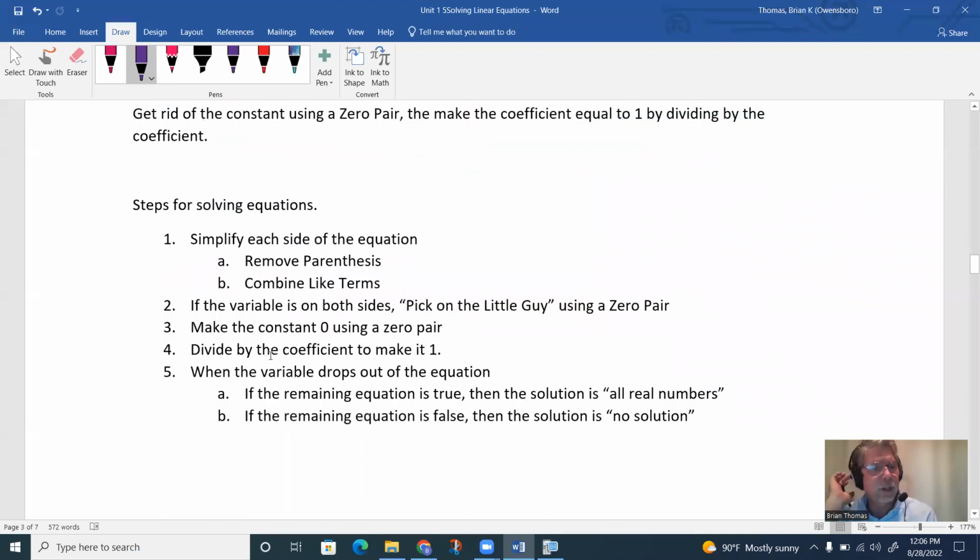So these are some basic steps to solving more complicated equations. So the first step will always be to simplify each side of the equation. This is going to be about removing parentheses. This is also going to be referred to as the distributive property. And then combine like terms would be the other thing. If the variable is on both sides, what I like to do is pick on the little guy. And again, I like to use what we call the zero pair. We want to add the opposite, basically, is what that means.